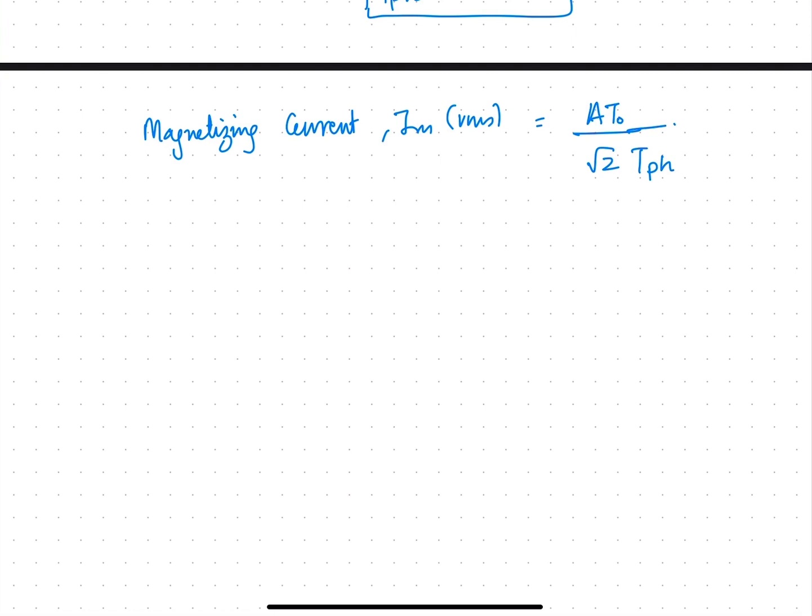Then the magnetizing current, IM, the RMS value, is the total MMF ampere turns divided by root 2 times TPH. So that is 496 divided by root 2 times 286. So this is 1.226 amperes. So this is the magnetizing current, IM.